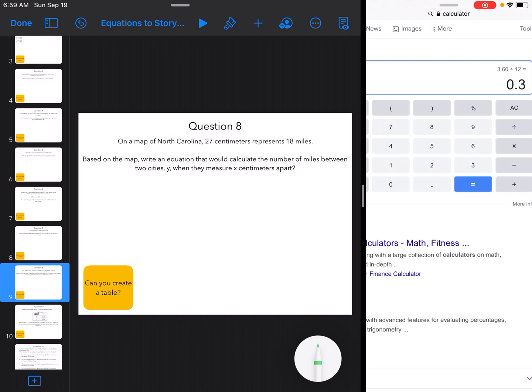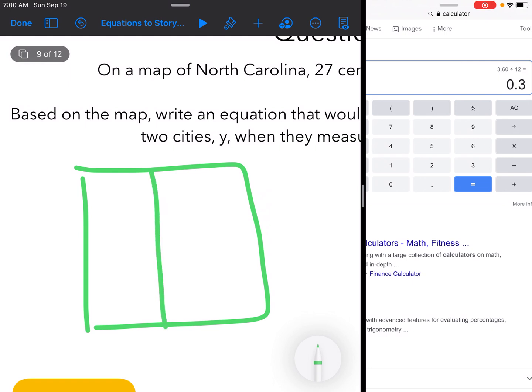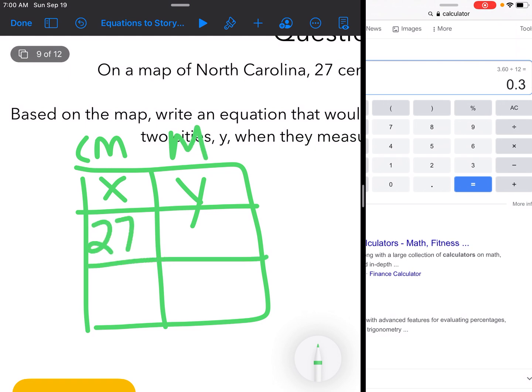All right, on a map of North Carolina, 27 centimeters represents 18 miles. Based on the map, write an equation that would calculate the number of miles between 2 cities, where y is the number of miles between the 2 cities, when they measure x centimeters apart. So I'm going to draw my table. I have x, and that's the centimeters, and y, that's the miles. And I know that 27 centimeters equaled 18 miles. I want to figure out what it is for 1 centimeter.